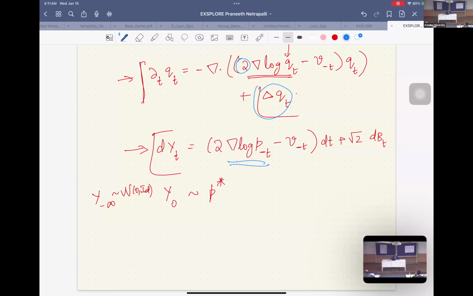So here we will be crucially using samples in order to estimate this grad log p minus t. I don't know how to do this estimation without samples, but just directly giving access to the target distribution's density or something like that.